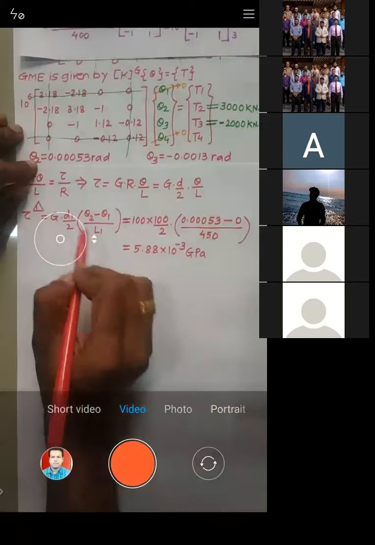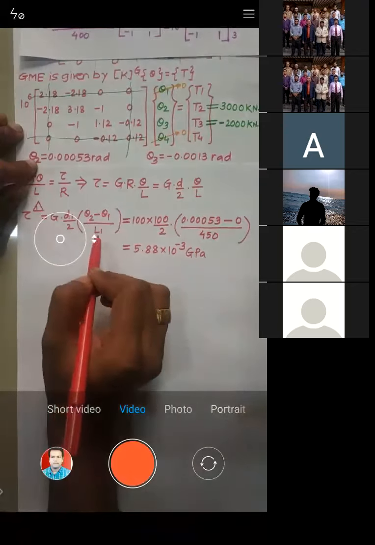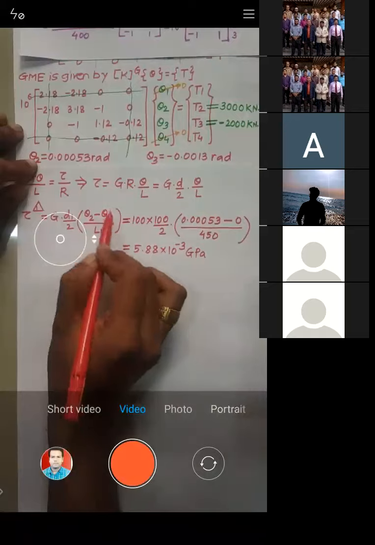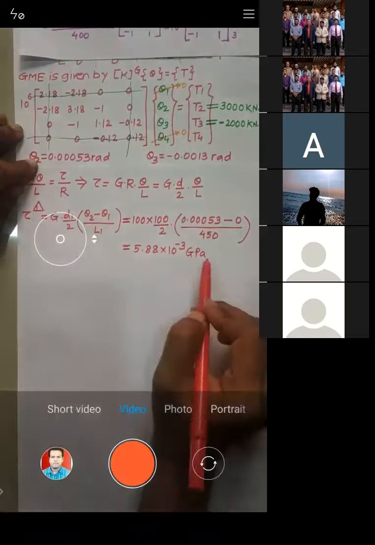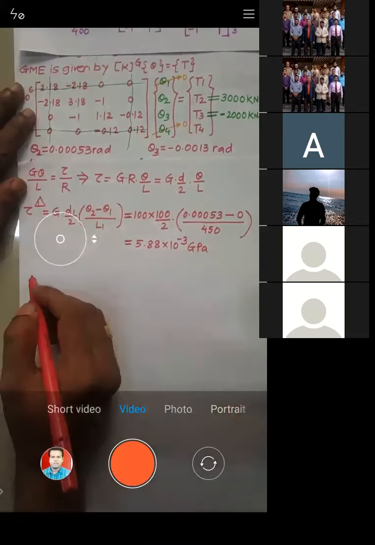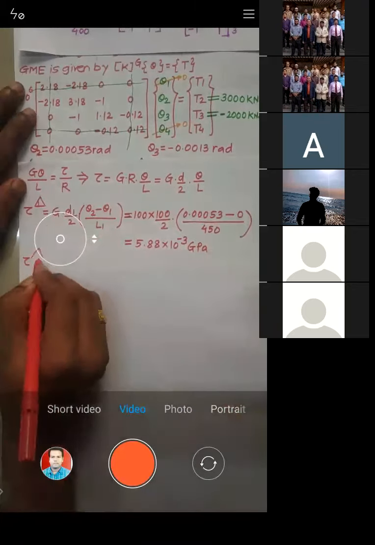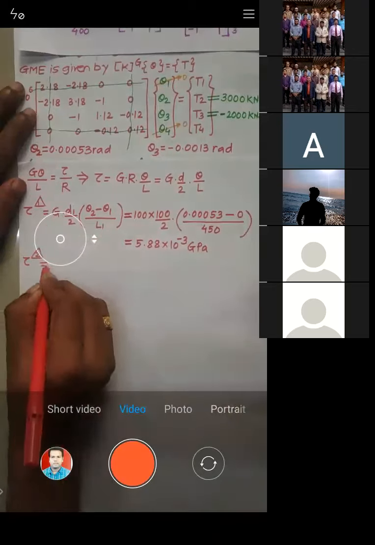See, this is in mm, this is in mm, gets cancelled. Theta is in radian, that we never write. So the unit for tau will be same as G, that is what is written, gigapascal. Right. Now calculate unit shear stress for element number 2.